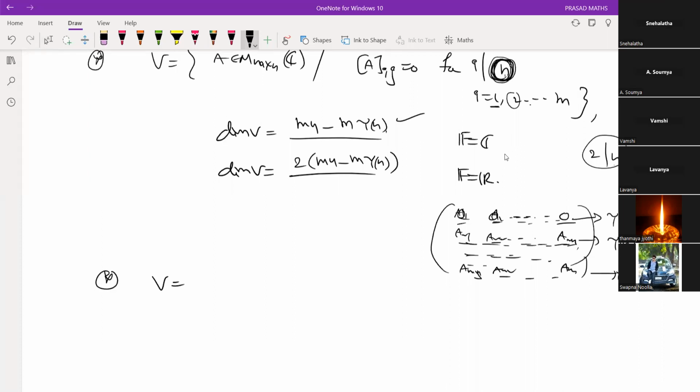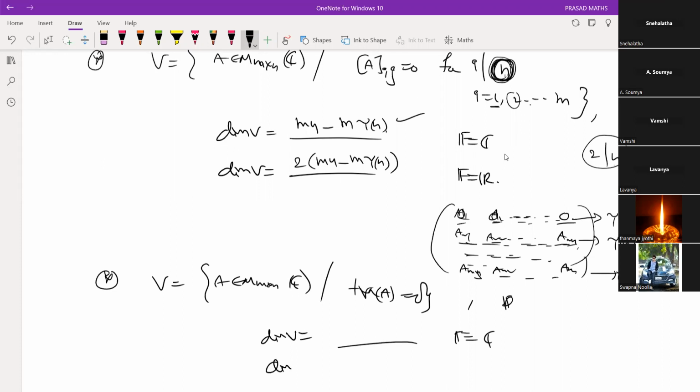సపోజ్ యూ టేక్ దిస్, సో కంప్లీట్ చేయాలి 5 minutes only. Suppose you can take this, trace of A equals to 0. This is important, trace of A equals to 0. So what is my dimension of V whenever it is a complex field? What is my dimension of V whenever it is a real field? Tell me. Total variables are mn. What is my restriction? 1. So mn minus 1. What is my dimension of this for a real field? 2 into mn minus 1.